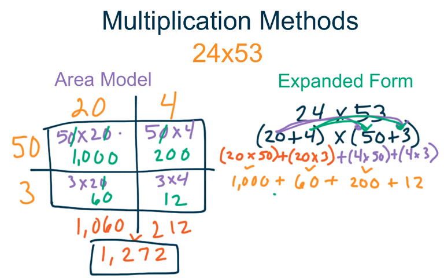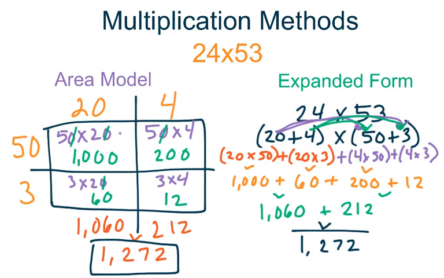My next step would be to add my partial products, and I'm going to add 2 at a time. So I have 1,060 plus 212. And then my final step would be to add my partial products together to find my final product. And I'm going to end up with the same final product as I did with my area model. So that's expanded form. We expand both numbers. Then we're going to distribute one number inside the other parentheses and then distribute the other number inside that parentheses. That's what expanded form would look like for these problems.